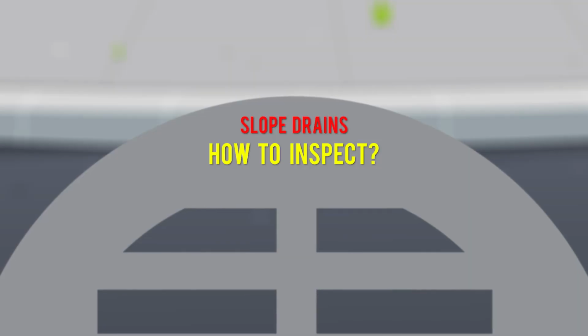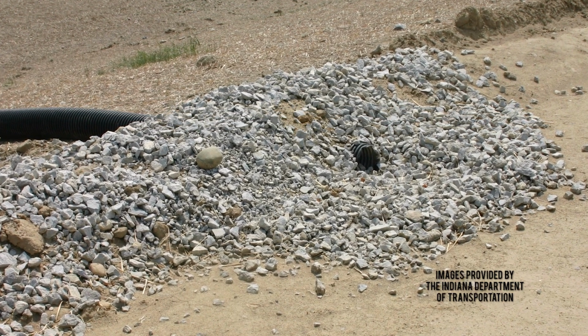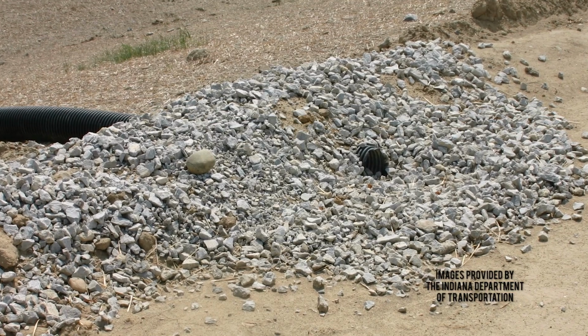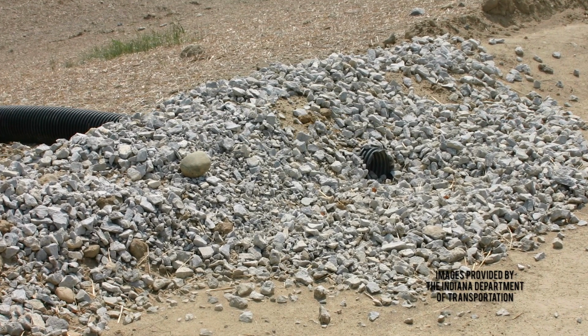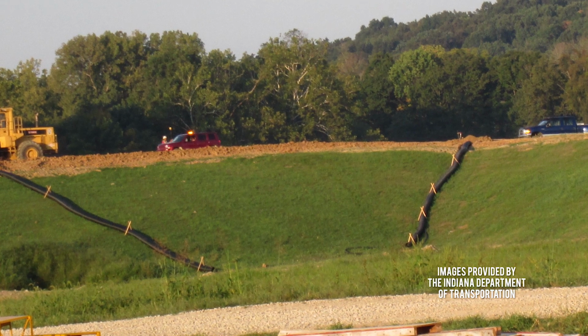How to inspect. Inspector should check the inlet for sediment or trash accumulation. Check the fill over the pipe for settlement, cracking, or piping holes. Check pipe for evidence of leaks or inadequate anchoring.